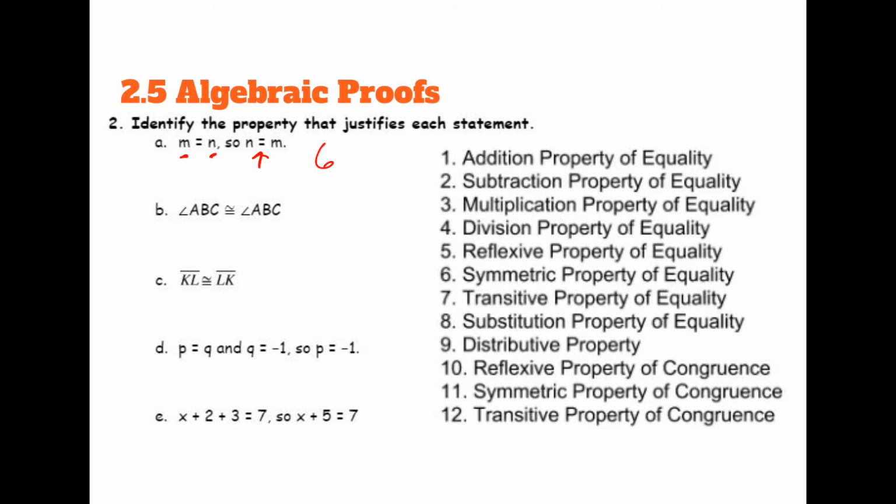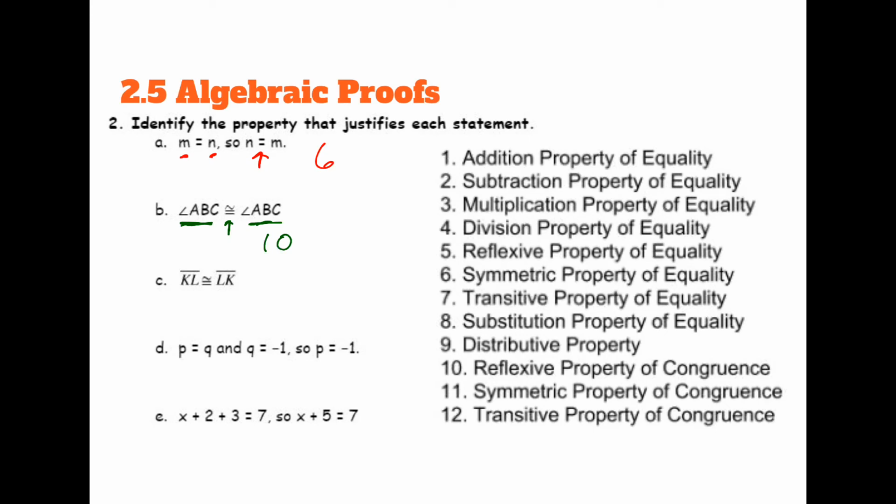Angle ABC is congruent to angle ABC. I've got one geometric object here, right? It's an angle, one geometric object. So that leads me to reflexive. I have congruency. So 10, reflexive property of congruence.